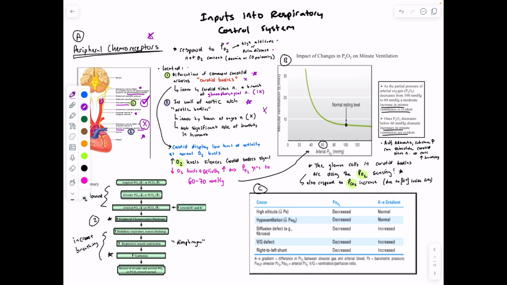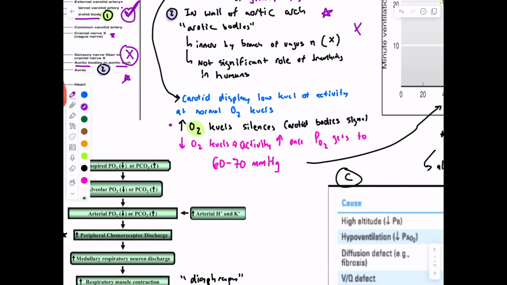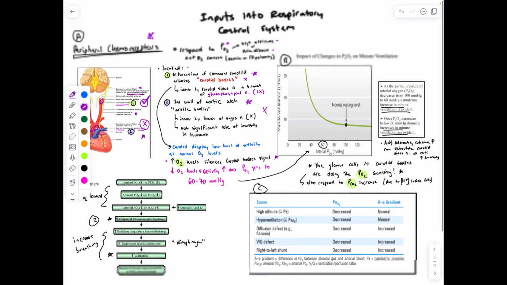And if you have an increase in partial pressure of oxygen, this is going to silence the carotid body's sort of tonic level, basic level of signal to the medulla. And if you have a decrease in oxygen, this is going to increase the activity of the medulla and therefore increase the rate of respiration right through the diaphragm, contracting. But this occurs for oxygen when you get to about 60 to 70 millimeters of mercury for the partial pressure of oxygen in the blood.